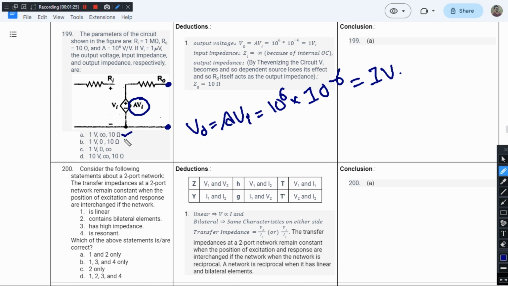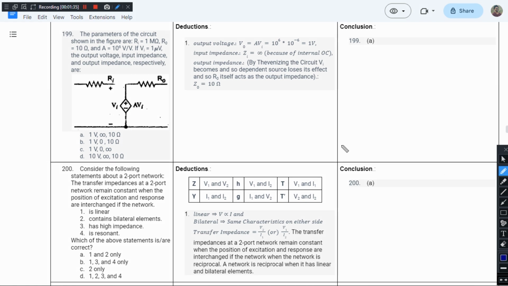So the output voltage here is 1 volt, and the answer could be either A, B or C. Now let us find the second part. We are being asked to find the value of input impedance. Input impedance is the impedance offered by this network if we look from these terminals. This point is terminated here and has no connection whatsoever to this network. So if we look from these two terminals, we will experience an open circuit, and we know the resistance of an open circuit is infinity. So the answer is option A, obviously.